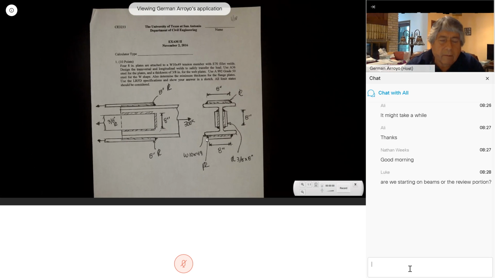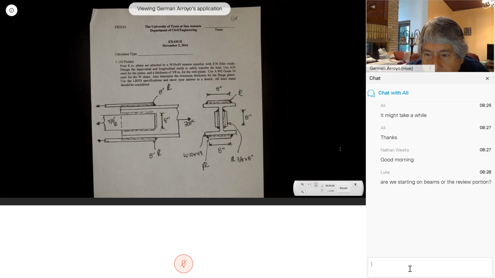There's a question from Luke on beams or the review portion. I was finishing the problem from yesterday. Yesterday, I did for the beams, I did bending, I did deflection. Yeah, okay, that was early, good. So sometimes I'm not looking at the two things at the same time.